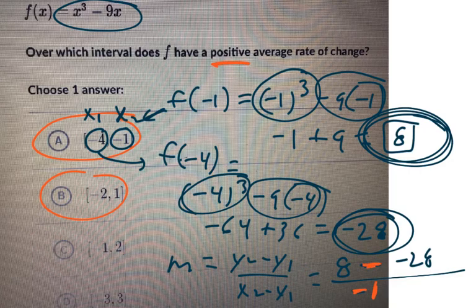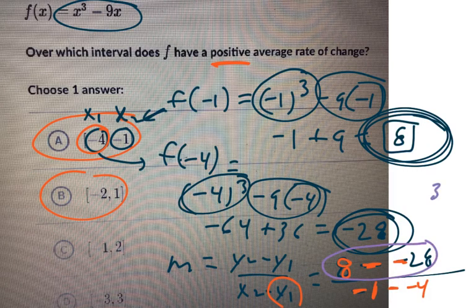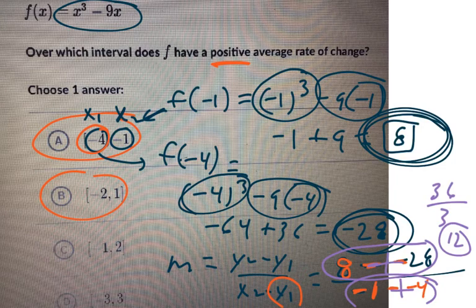Negative 1. Let me make sure that shows up there better. And we're going to minus from that x1, which was negative 4. So guys, right here, we're going to get a positive 36 because minus negative makes a plus 28 with the 8, right? And down here, that plus 4 with a negative 1 gives me a 3. So I'm going to get a positive value like positive 12. Guess what? That's a positive rate of change.